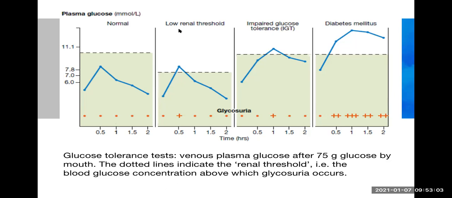So what is the lesson? What is the take-home message from this slide? If a patient comes to you with urine analysis, and if that urine test shows glucose present in that, it doesn't confirm the diagnosis of diabetes. It doesn't confirm, but we can suspect maybe this patient is a patient of diabetes mellitus, because there are some other causes as well.